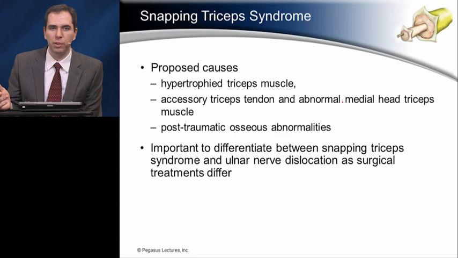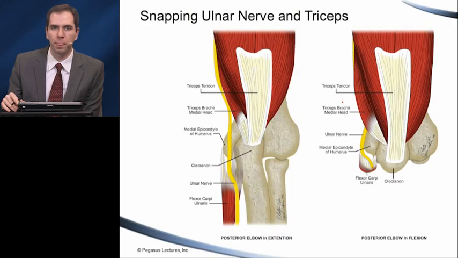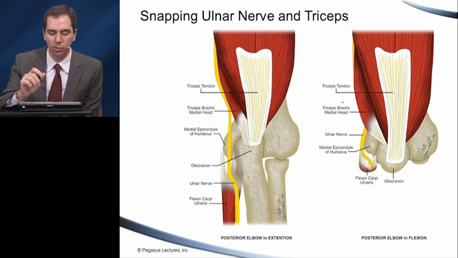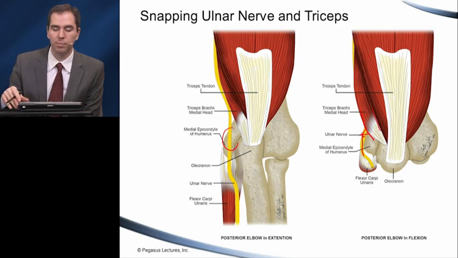Proposed causes for snapping triceps are a hypertrophied triceps muscle, accessory triceps tendon, an abnormal medial head triceps muscle, or post-traumatic osseous abnormalities. It's important to differentiate between snapping triceps syndrome and ulnar nerve dislocation because the surgical treatment is different for each condition. So this is a graphic depicting what happens in snapping triceps syndrome. In the neutral position, the ulnar nerve remains posterior to the medial epicondyle. With elbow flexion, the ulnar nerve first dislocates over the medial epicondyle, followed by medial head of the triceps subluxation.